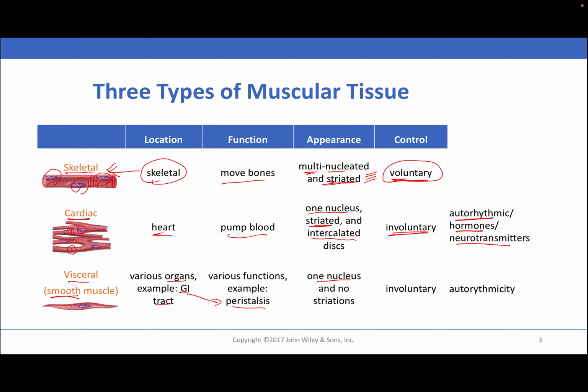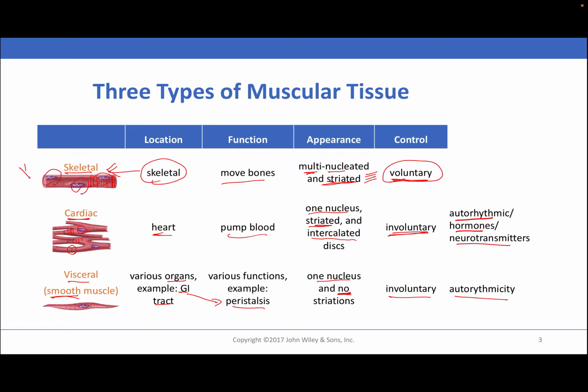These are going to have just the one nucleus, and this is a big difference, is they are not striated. These are very distinct looking when we compare them to the other two types of muscle. And just like what we saw with cardiac muscle, these are going to also be under involuntary control, and we have a certain degree of autorhythmicity where they are self-regulating this contraction and relaxation.